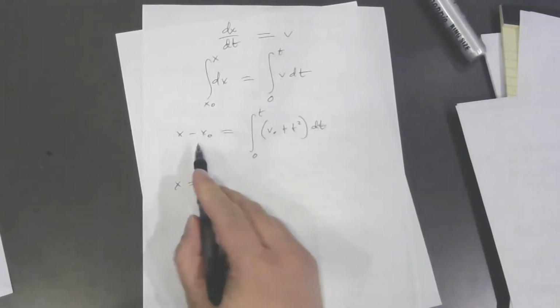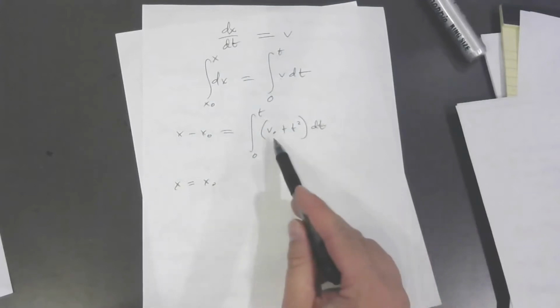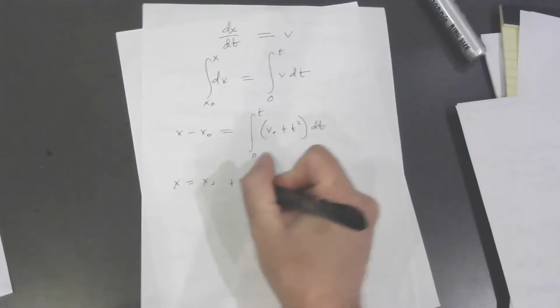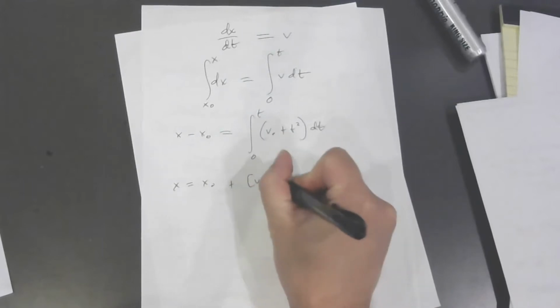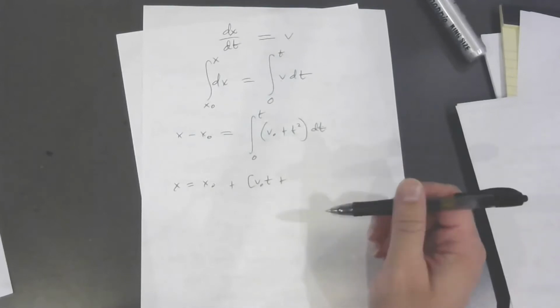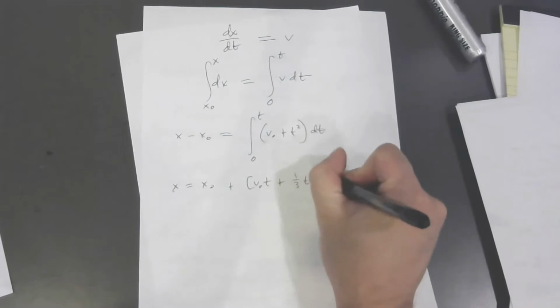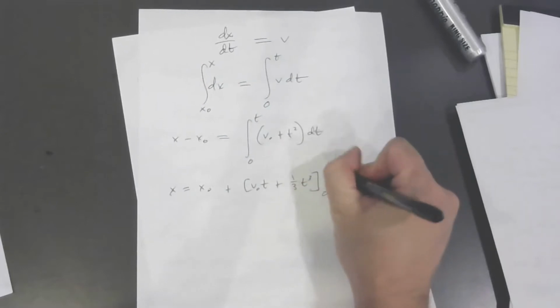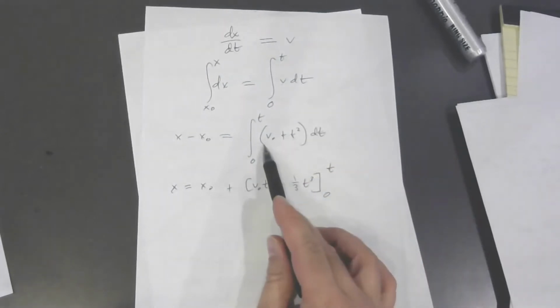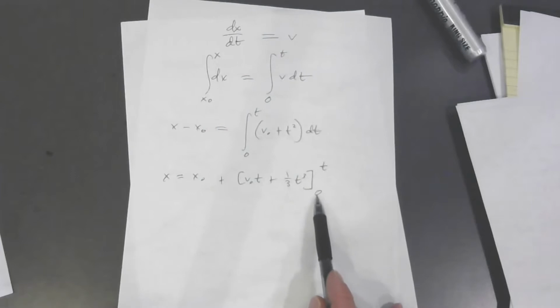I've moved the x naught to the other side, and I think you can all do this integral in your heads. The integral of v naught, which is a constant, is just v naught t. Here we would have to raise the power of 2 to a power of 3, divide by that new power, so it's 1/3 t cubed from 0 to t. And like I said, if you're integrating a polynomial, you'll get another polynomial where the lowest power is t to the first power. That means when you plug in your lower limit of integration, it just goes away.